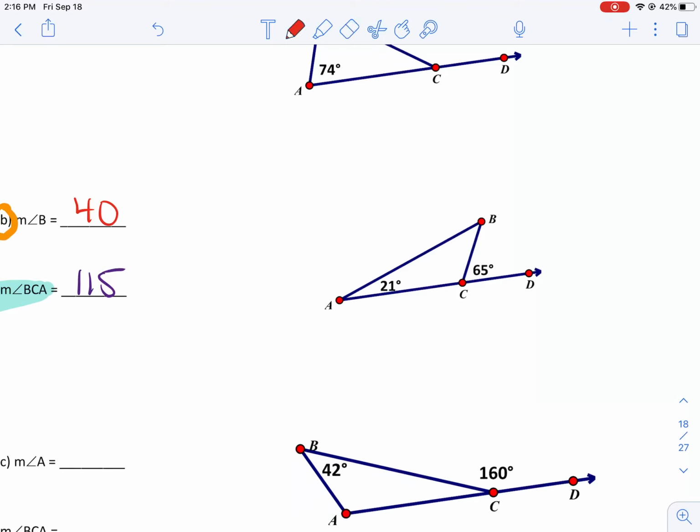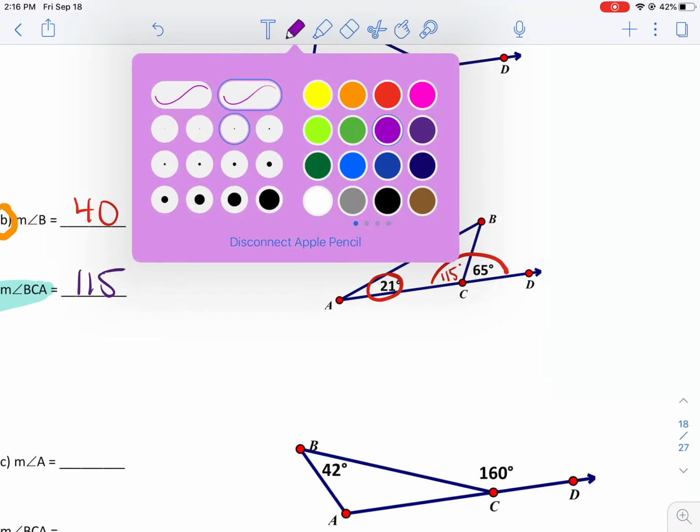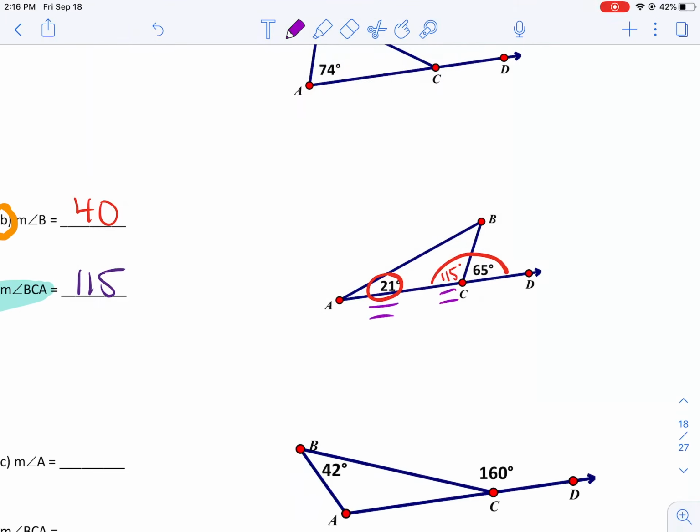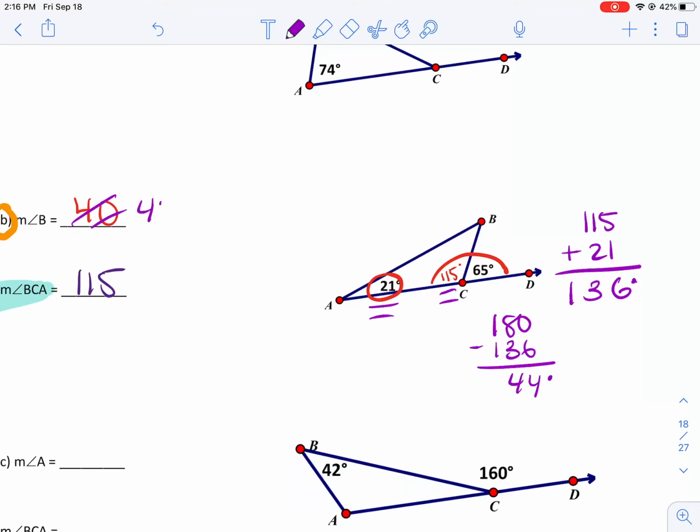Okay, so starting again. This is 21. If I add these together, these should be supplementary, 115. So I think what I did was 21 and 115. So 115 plus 21. I think I added wrong here before. This should be 136. Yep. So when I add these together, I should get 136. Then I do 180 minus 136. Now I get 44 up here.